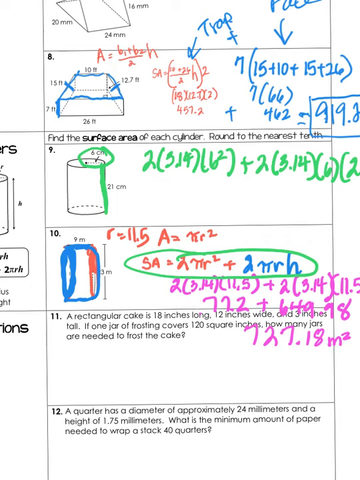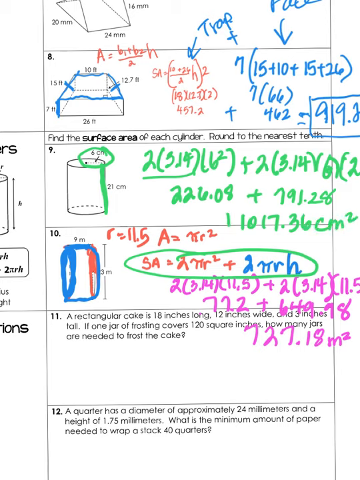So now we're going to multiply these two together and this together. And that's what I got. And then we're going to add these two together. So plus 226.08, and I got 1,017 3600ths centimeters squared. So the area of the surface of our cylinder is 1,017 and 3600ths centimeters squared.